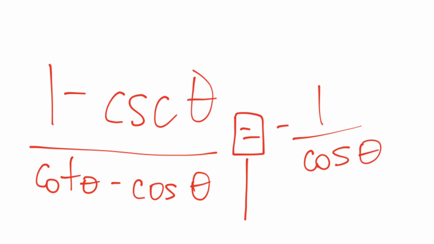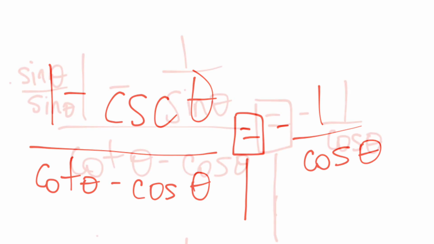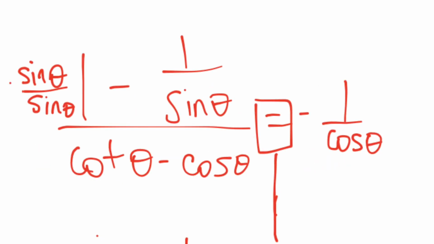I used a reciprocal identity to turn negative secant theta into negative 1 over cosine theta. I used the reciprocal identity to turn negative cosecant theta into negative 1 over sine theta. I multiplied 1 by sine theta divided by sine theta to create a common denominator on the top of the division bar.